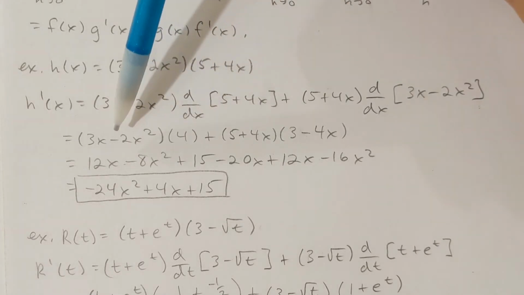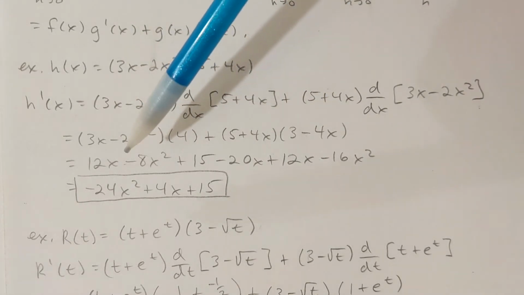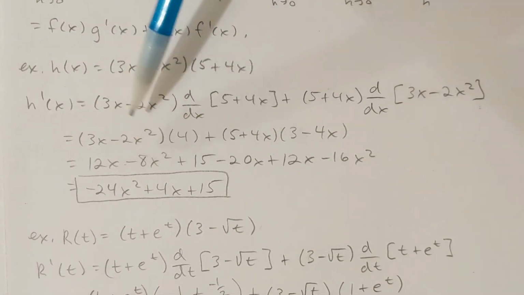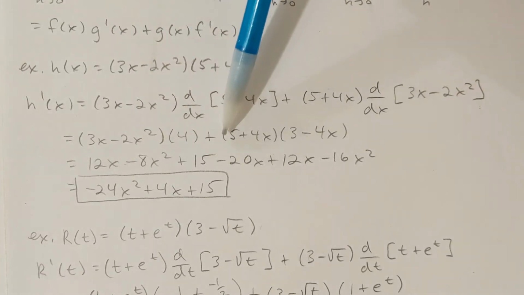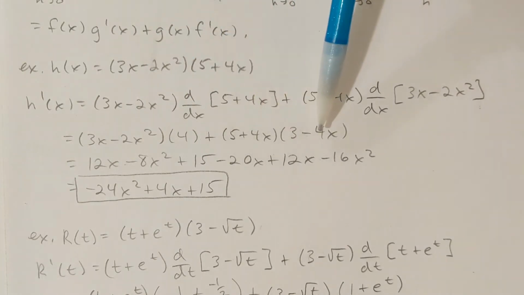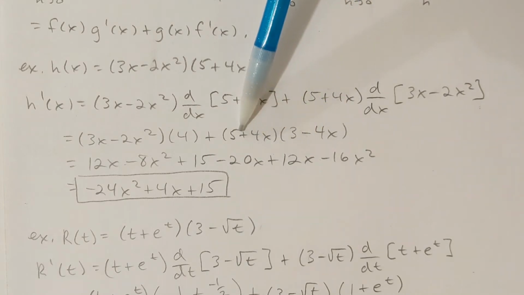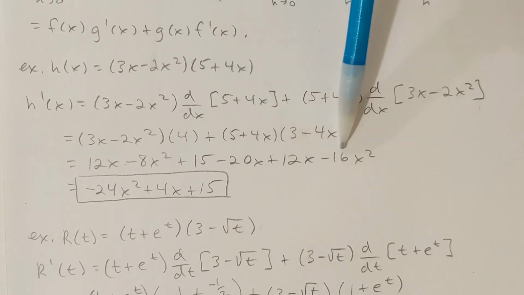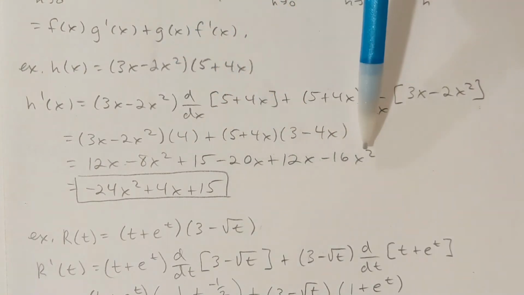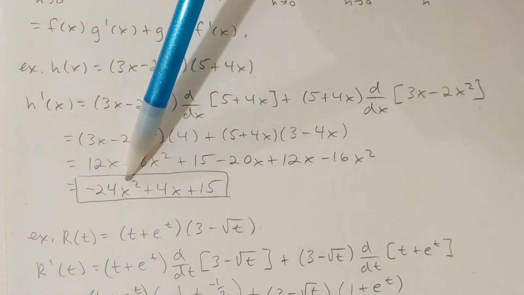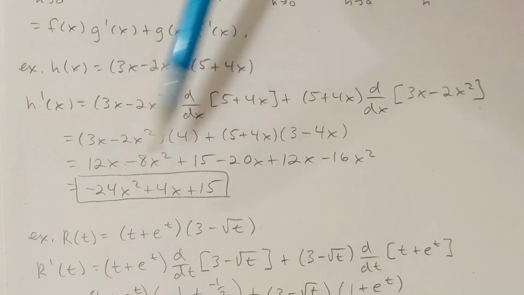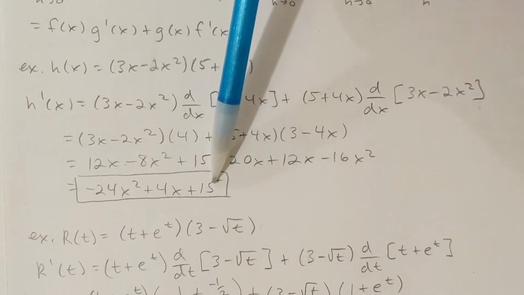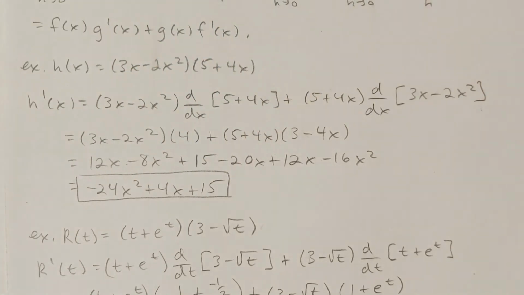Okay, let's distribute the 4. We'll FOIL this out, and then we'll collect our like terms. So let's see, 3x times 4 is 12x, and then it's going to be a minus 8x squared. When I FOIL this out, I'm looking at 15 minus 16, minus 20x plus 12x, and then minus 16x squared. Okay, these two terms are like terms. You're going to have negative 24x squared, and then 12x plus 12x is 24x, minus 20x is 4x, and then a plus 15 at the end. Okay, and that would be as simplified as we can get it.